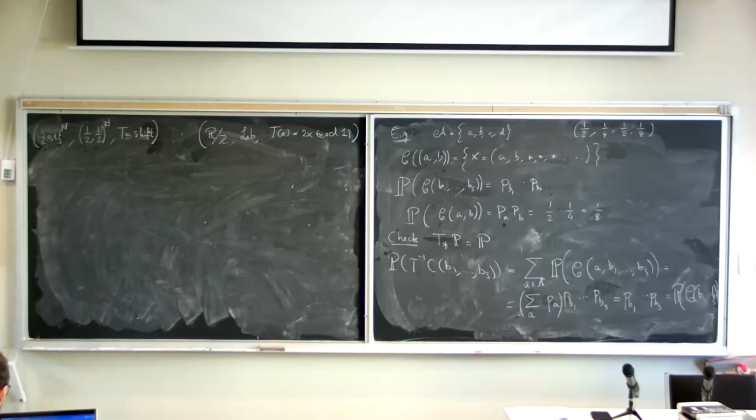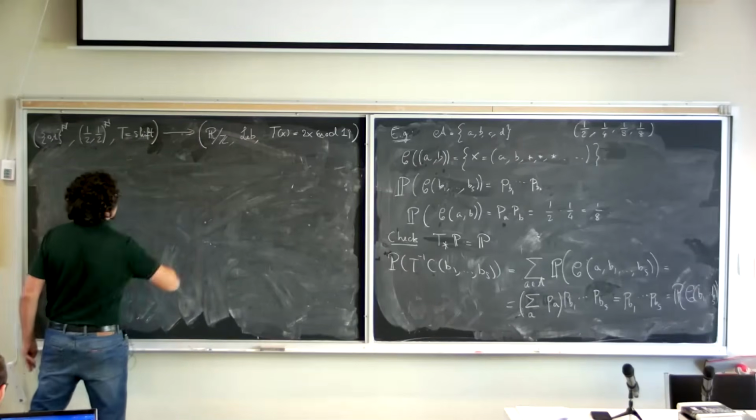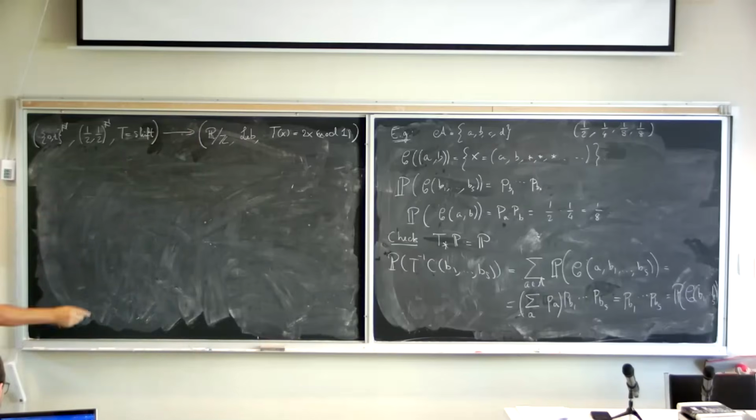So I claim these two systems are almost the same. What does it mean that they're almost the same? Well, there is a map. In fact, there is a so-called semi-conjugacy.